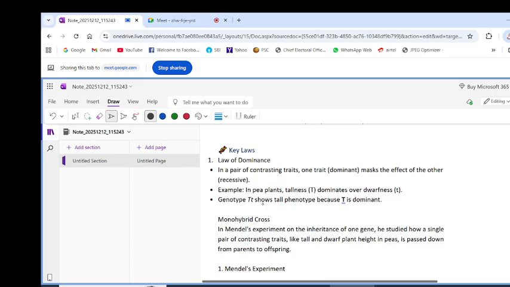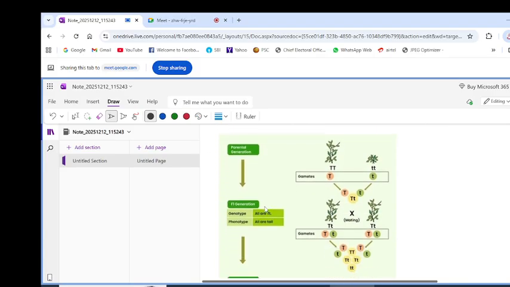I included a picture here so you can understand it better. He took a tall pea plant and a short plant, and allowed them to pollinate. They mated here. In the first generation, the F1 generation, that means first filial generation, all the plants produced were tall.